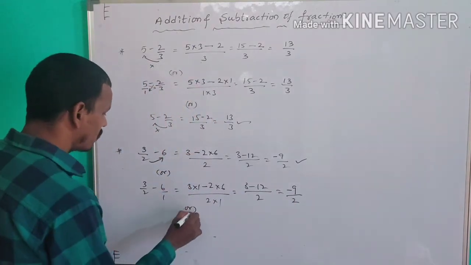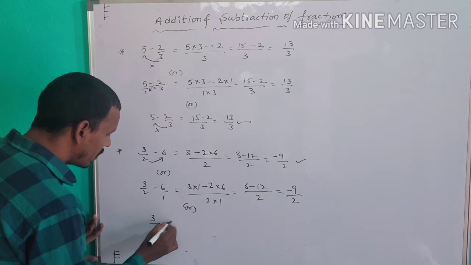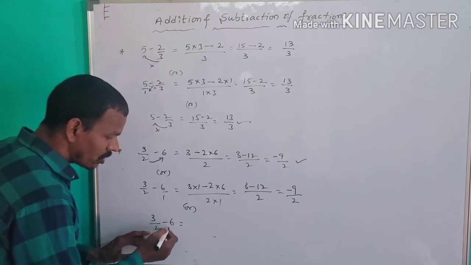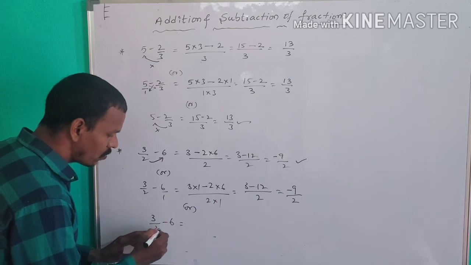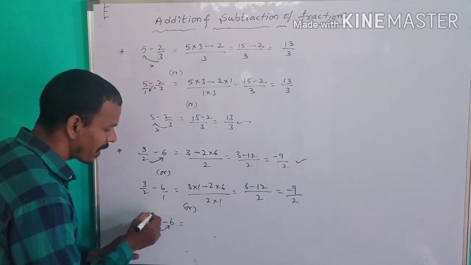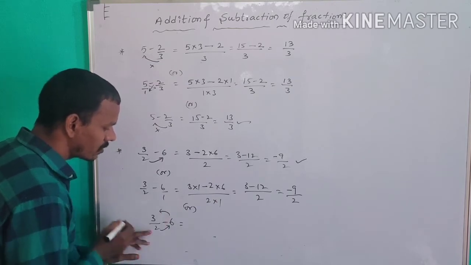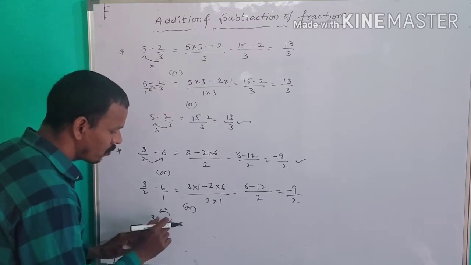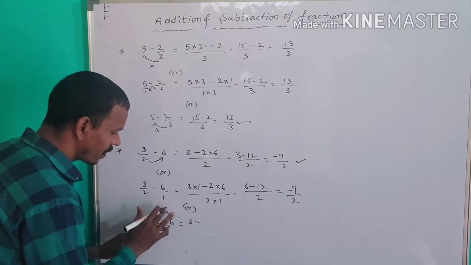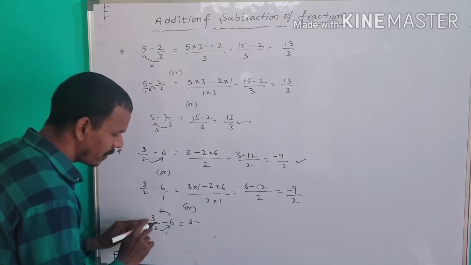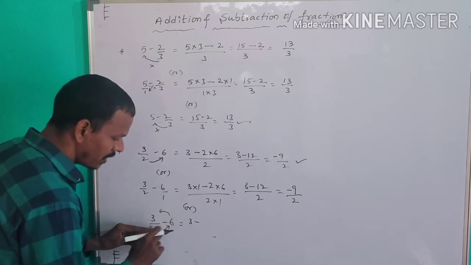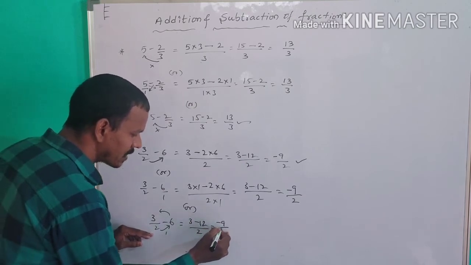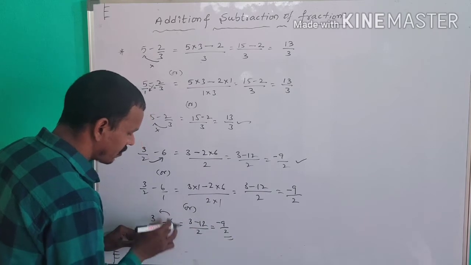Or directly also. 3 by 2 minus 6. This number has no denominator, so the denominator and this number are multiplied, and that result is subtracted from 3. So it is first, it is second. Now 2 sixes are 12. 3 minus, it has a denominator, that is why it is written like this. 3 minus, what is the middle sign? Minus. And 2 sixes are 12 by 2. 3 minus 12 is minus 9 by 2. It is the right answer.